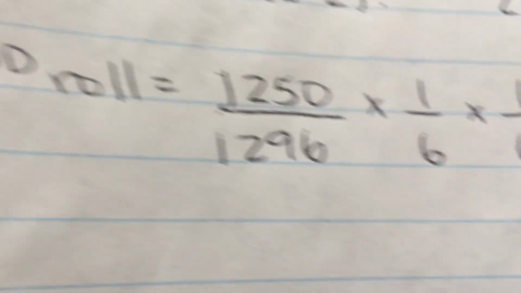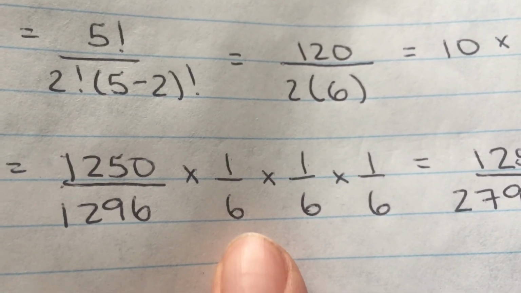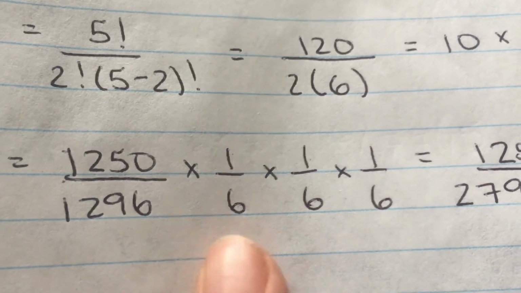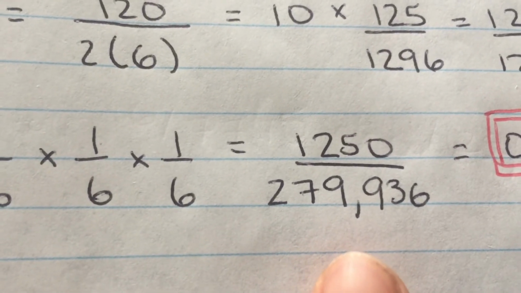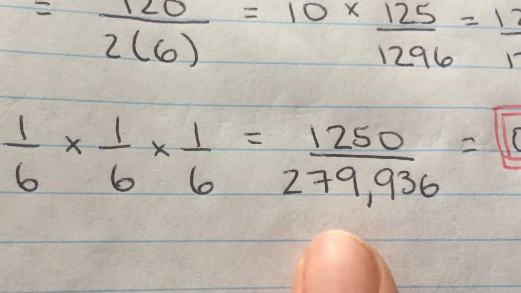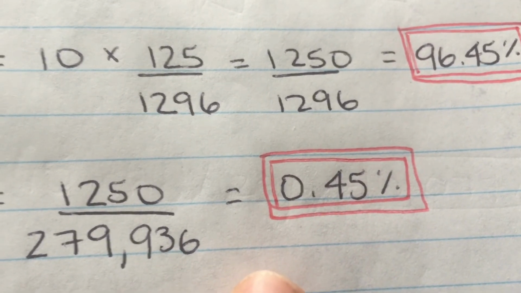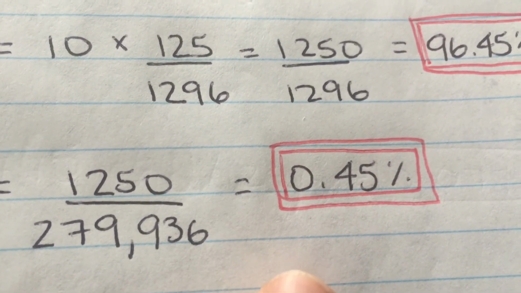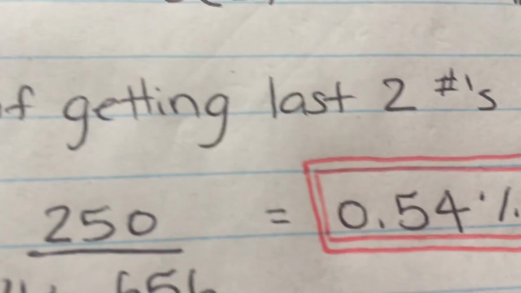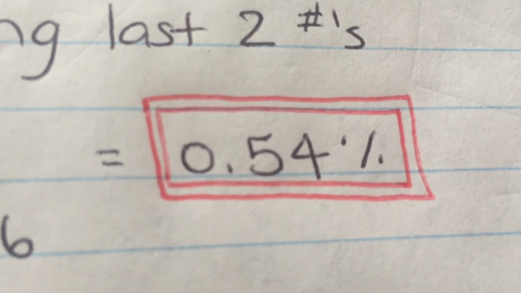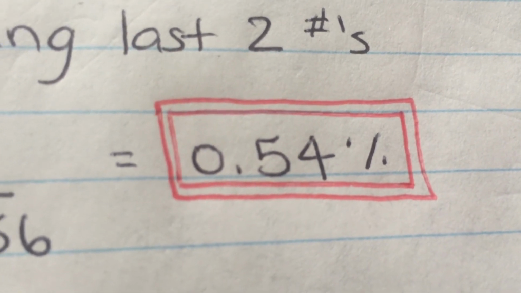But you have to do your second roll, so you're going to take your probability of rolling a pair, you're going to multiply it by 1/6 times 1/6 times 1/6, the last 3 dice you need that are going to match your pair. You get 1,250 over 279,936, and you get a 0.45% chance of rolling a Yahtzee if you roll a pair on the first roll. So on 2 rolls, your best chance is rolling a 3 of a kind on the first roll, which is a 0.54% chance. So I will let you figure out what it takes for 3 rolls, and have a good day.